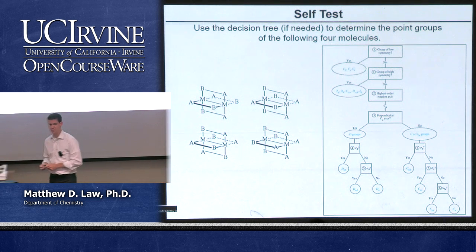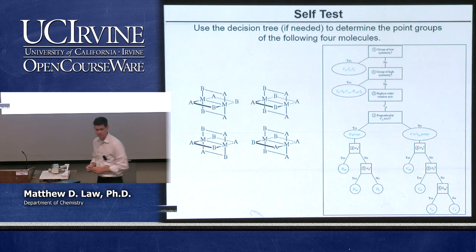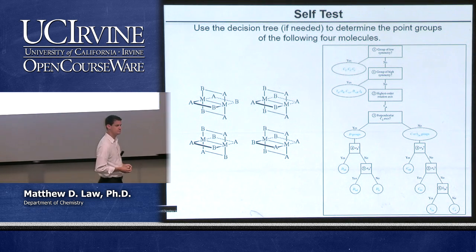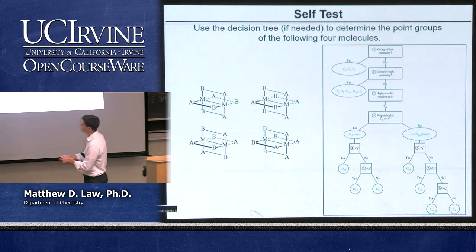what about vertical mirror planes, those that are along the metal-metal axis? There are vertical mirror planes, right? So we can have a vertical mirror plane that's in this plane here.